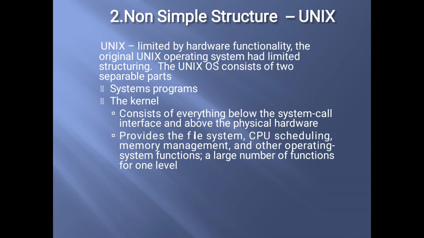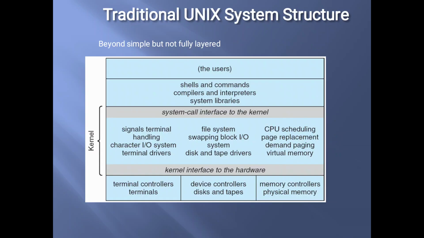The second approach is the non-simple structure, that's UNIX. UNIX is limited by the hardware functionality. The original UNIX operating system had limited structuring. The UNIX OS consists of two separable parts. The first one is the system programs, the second one is the kernel, which consists of everything below the system call interface and above the physical hardware. It provides the file system, CPU scheduling, memory management and other operating system functions, and also has a large number of functions for one level.